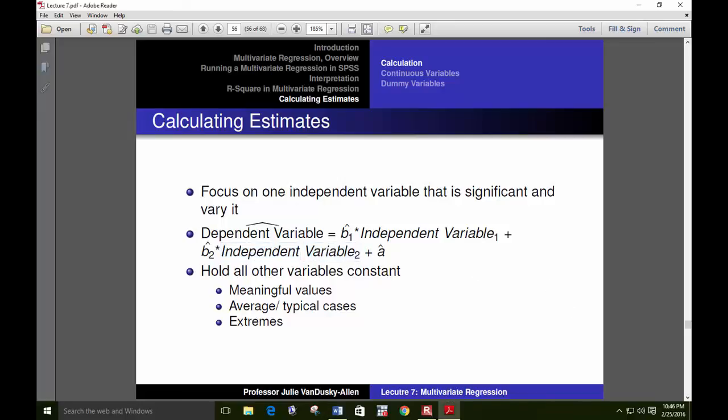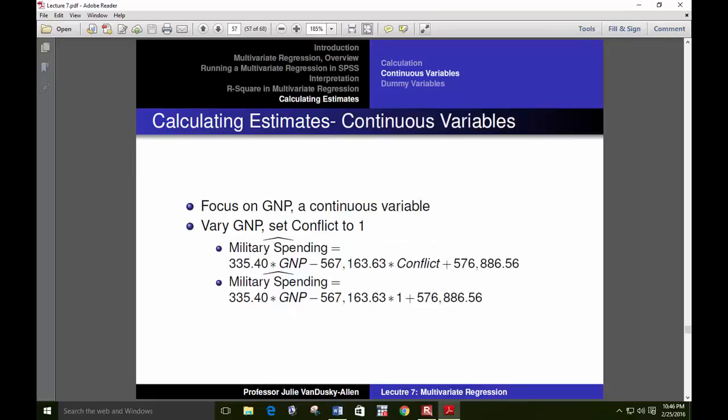You can choose which value to use to hold the other variables constant at. The value should be meaningful. For example, you can use the mean of the independent variable or use the extreme values of the independent variable. You get to choose which value you put here. So first I'm going to show you how to calculate estimates while varying a continuous variable. Remember that continuous variables can take on multiple values such as 0, 1, 2, etc.